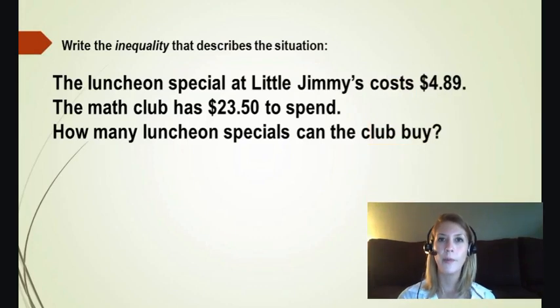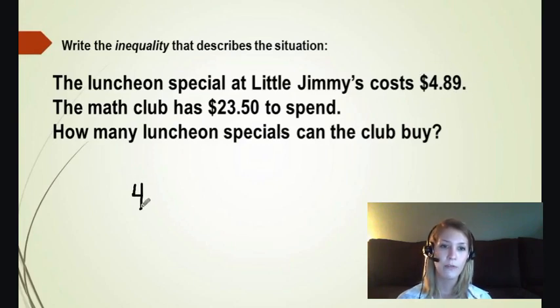Now we're going to go a little bit more in depth and work with a word problem. We're asked to write an inequality that describes this situation. The luncheon special at Little Jimmy's costs $4.89. The math club has $23.53 to spend. How many luncheon specials can the club buy? So let's go ahead and think. We're obviously going to need to use multiplication in order to figure out how many meals we can get.